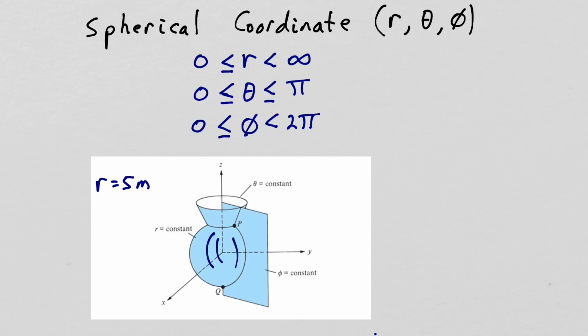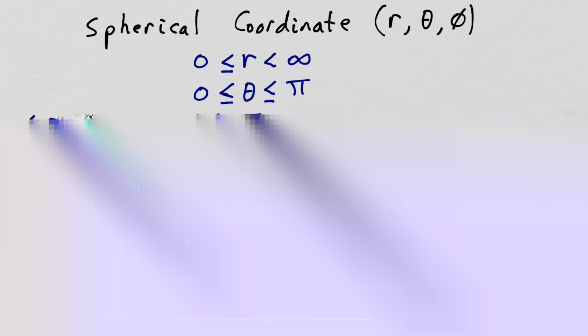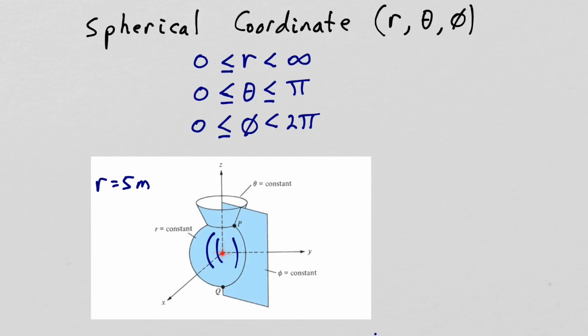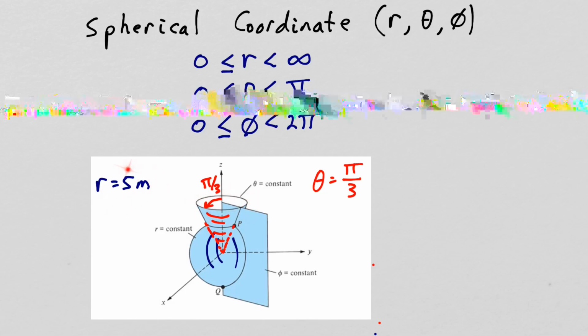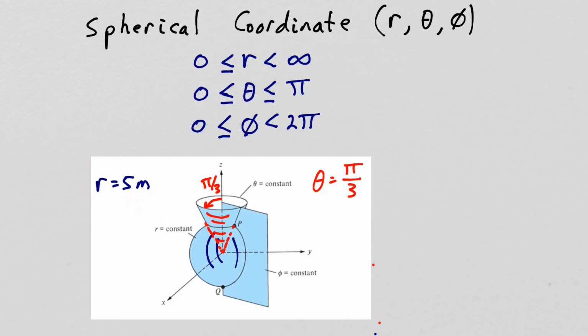The variable theta defines the surface of a cone whose apex is at the origin, and the angle from the z-axis to the cone surface is theta. If theta were equal to pi over 3, then this is the conical surface that would be defined. The intersection of our sphere and our cone will result in a circle, shown right here.